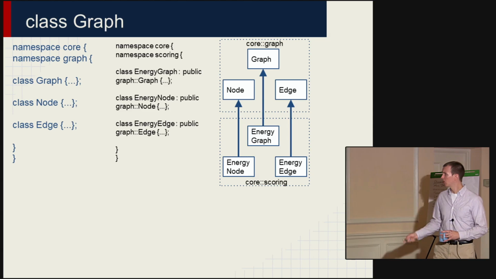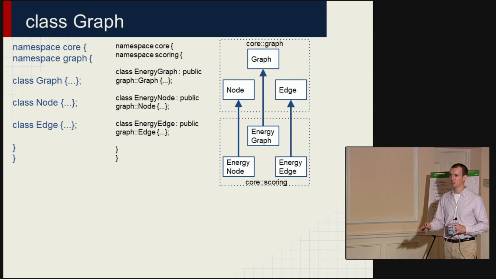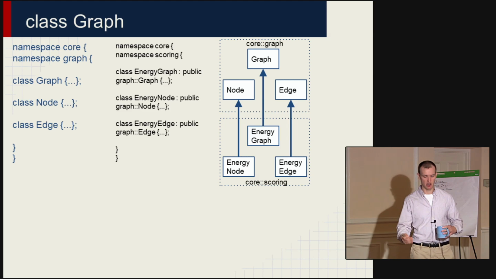And it's totally fine, in case this was jarring, for a class in one namespace to derive from a class in a different namespace. So these are kind of boxed off into the core scoring namespace and the core graph namespace. It's totally legitimate to derive a class in one namespace from something in a different namespace. Namespacing doesn't prevent inheritance at all.